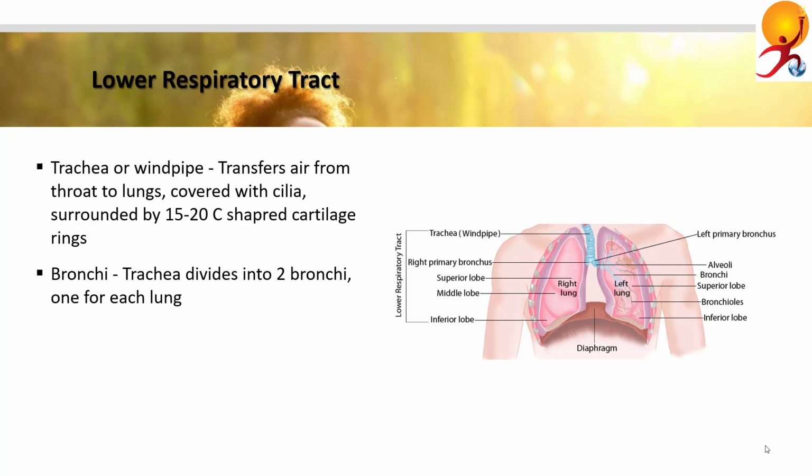Bronchi are the tubes that the trachea divides into. There are two tubes, each going into one lung. Bronchioles: tertiary bronchi continue to divide and become bronchioles, very narrow tubes less than 1 millimeter in diameter. There is no cartilage within the bronchioles and they lead to alveolar sacs.